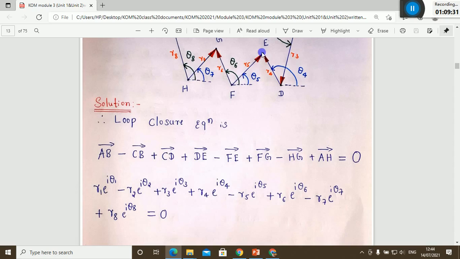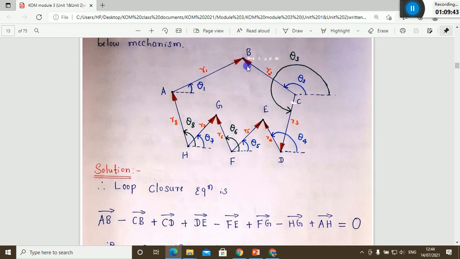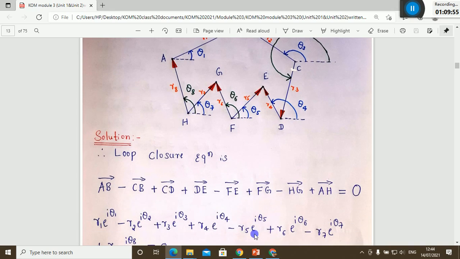Then the fifth vector, the magnitude is R5 and the angle is theta 5. Since the flow of this vector is opposite to the first vector, it is moving against the direction of flow. The flow direction is clockwise, towards the right. It is moving against, so I will take negative. It is minus R5 e raised to i theta 5.